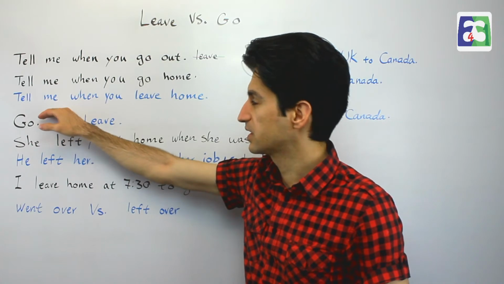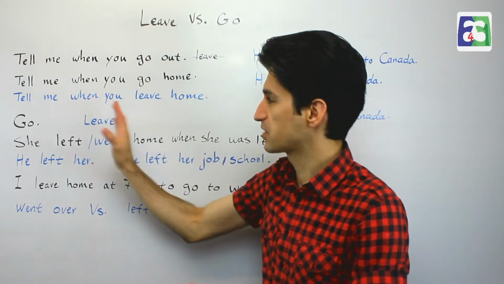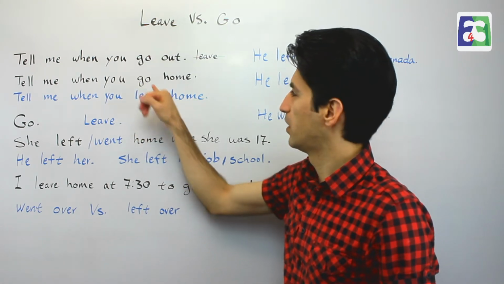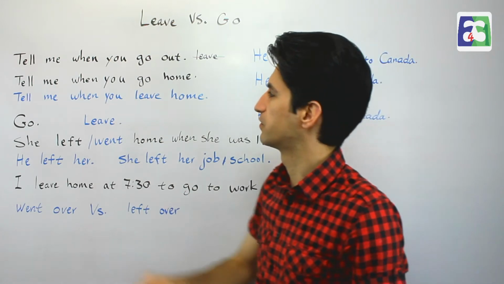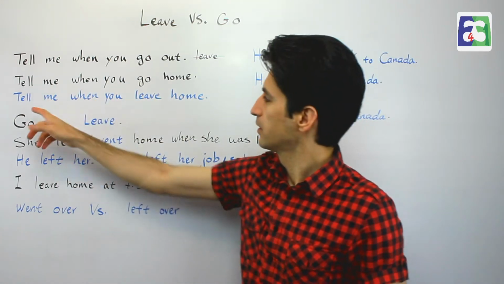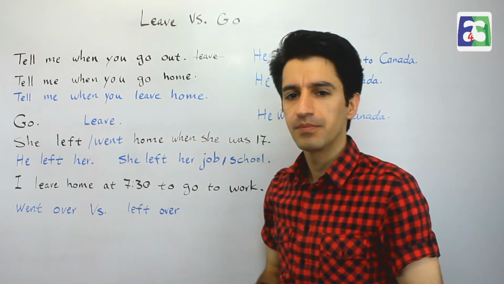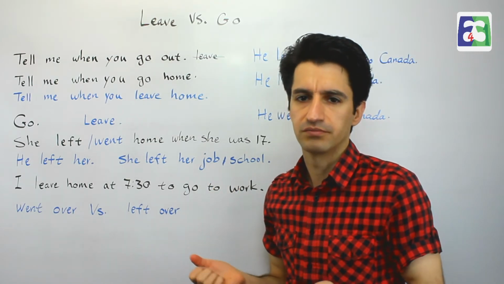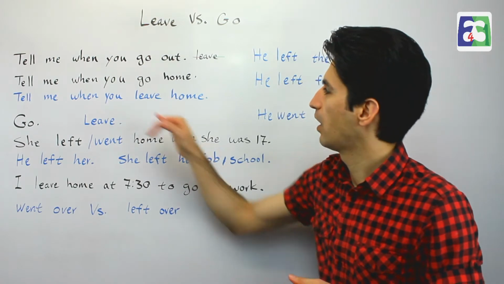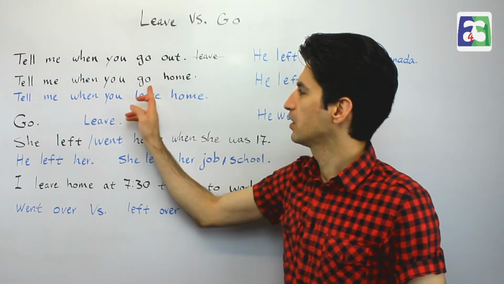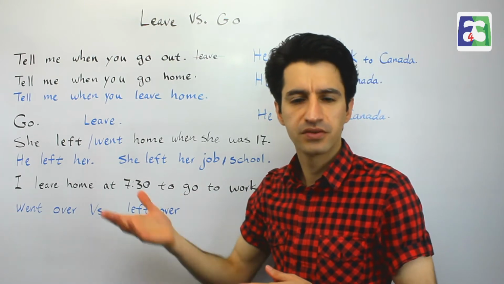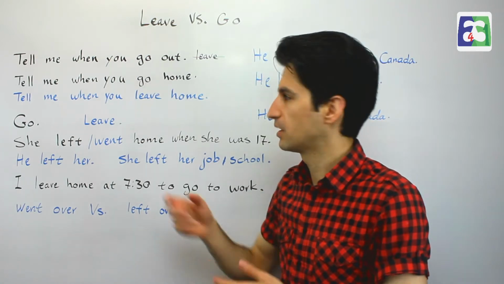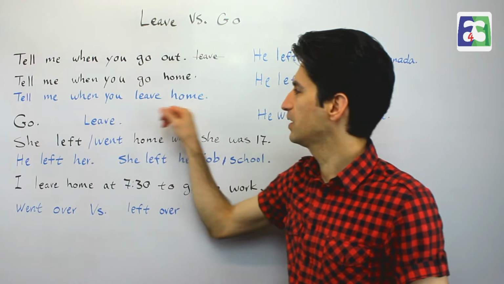Let's look at this example. It is possible to have both sentences exactly the same, one with this verb and one with the other, and the meaning is completely different. Tell me when you go home. Tell me when you leave home. Imagine I'm a clerk in a company, in a bank somewhere. Tell me when you go home. When I go home is probably in the afternoon or evening, when the work is finished, when the bank closes. Then I go home.